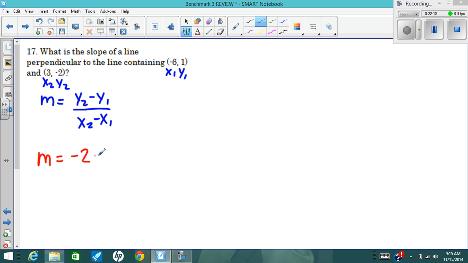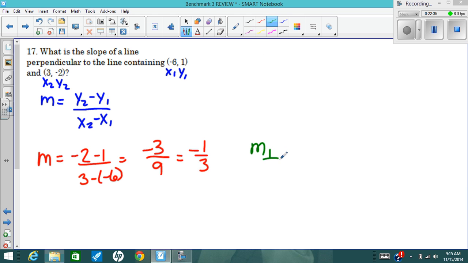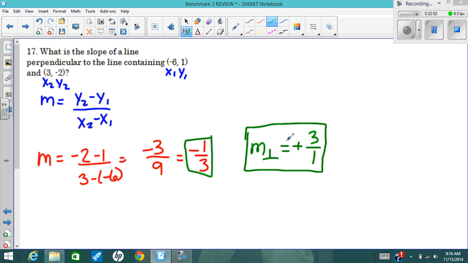So we get negative 2 minus 1 over 3 minus negative 6. Make sure the y's are on top. Now, that's the slope of the line that we were given. The slope of any line perpendicular is going to be simple to find now. We take this slope and we flip it, so 3 over 1. And since this is negative, we make this one positive. The slope of any line perpendicular is positive 3 over 1.